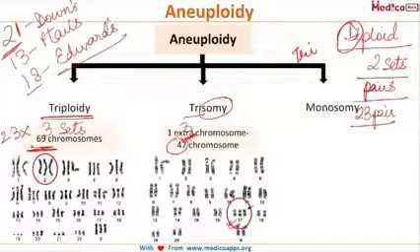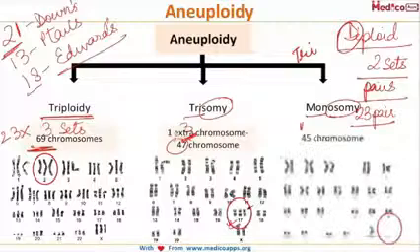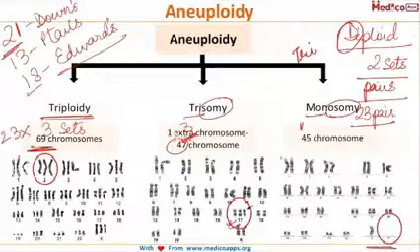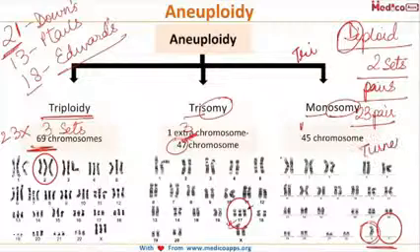As the name suggests, mono means 1, and I told you somy means a single chromosome. So instead of being in pair, there will be one chromosome for that. And here you can see in this example, there are 22 pairs of autosomes, but of the sex chromosomes, only X is present, the Y is missing. And this is Turner syndrome. Here the total number of chromosomes is 45 and the sex chromosomes are XO. So Turner syndrome is an example of monosomy.